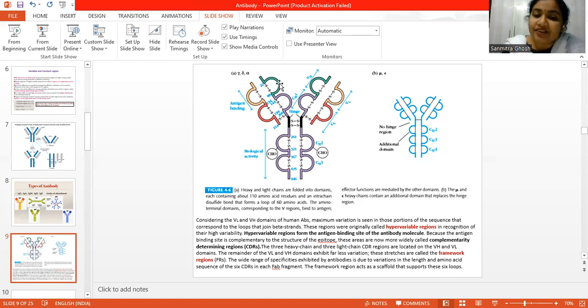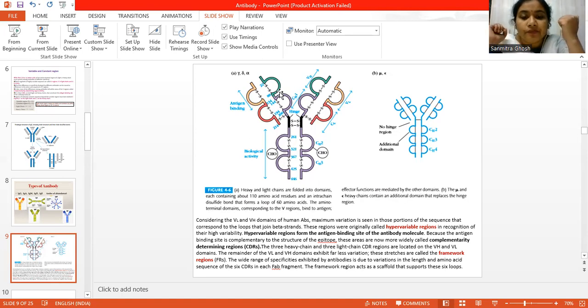The rest of the VL portion, apart from these loop structures, is referred to as the framework region, because variation is present in the sequence, but not as high as in the hypervariable region or complementarity determining region. These act as the platform to hold up the regions of hypervariability, so that there is optimum interaction of the antibody with the epitopes present on the target antigen.